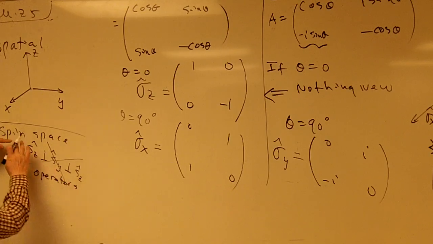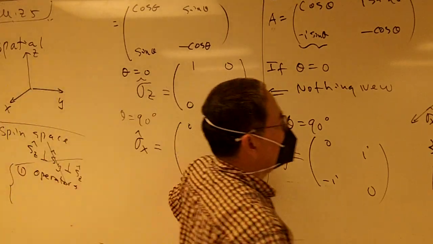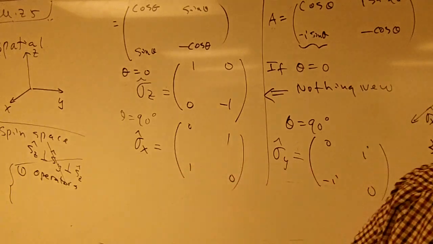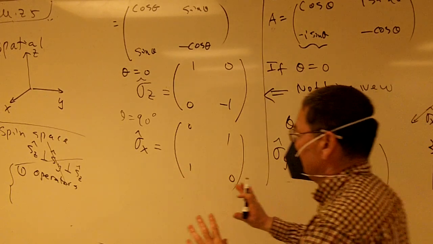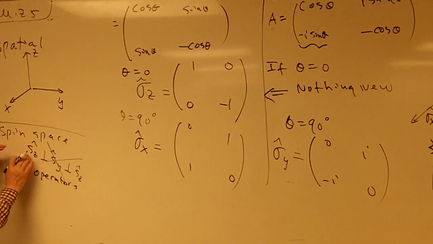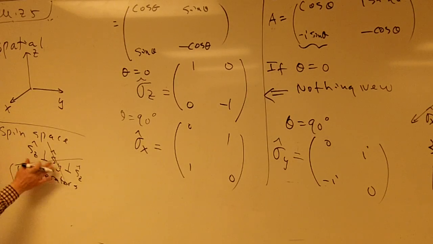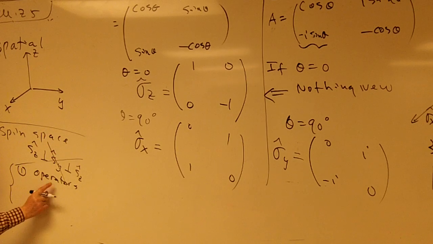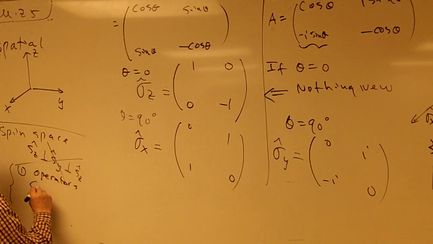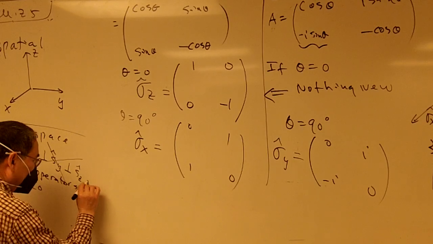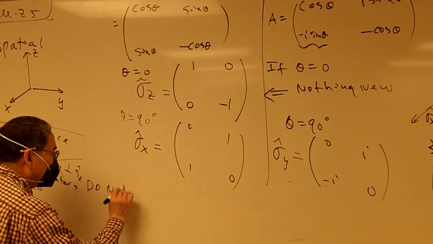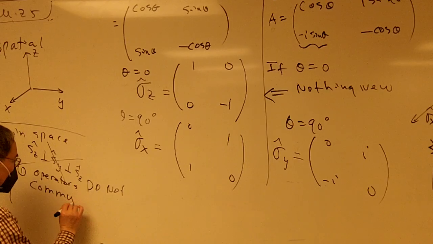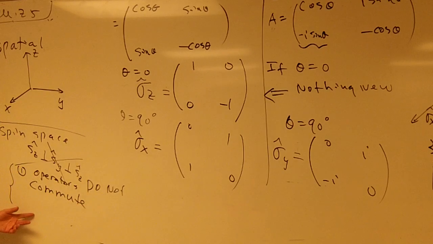do not commute. We did not discuss this yet, so do not worry about this. We haven't talked about Sz, Sx, Sy. We don't know the sigma matrices yet. We haven't talked about it. Just one thing: at the operator level, they do not commute. They do not commute.